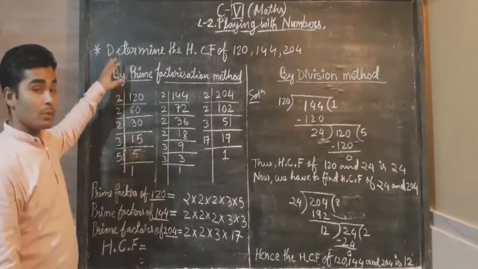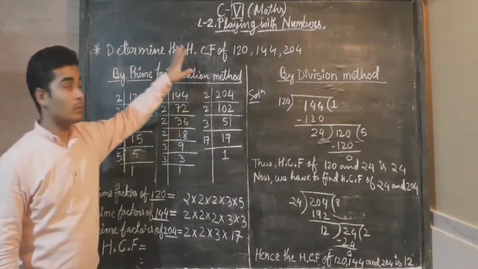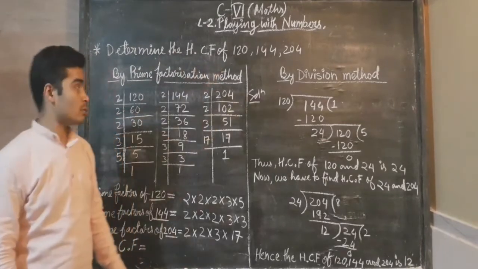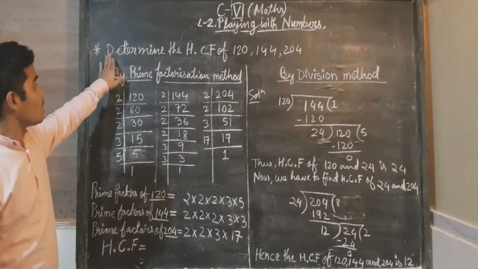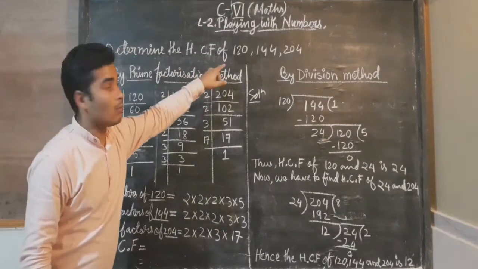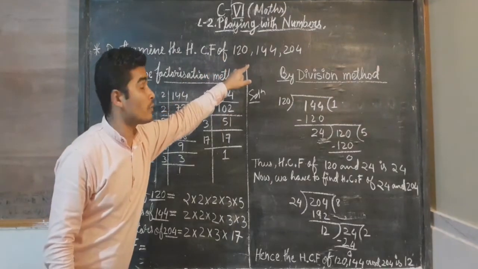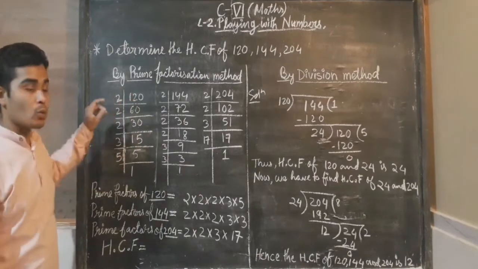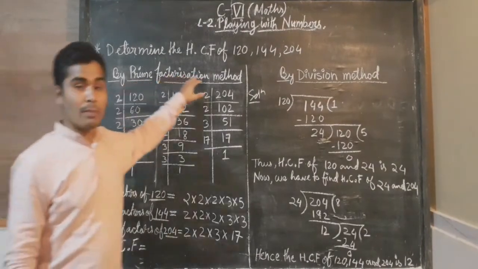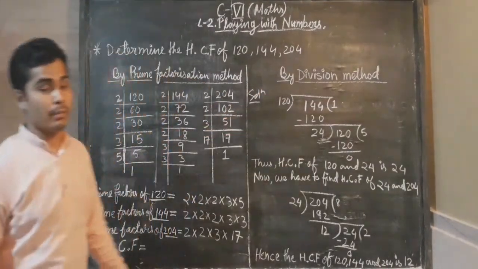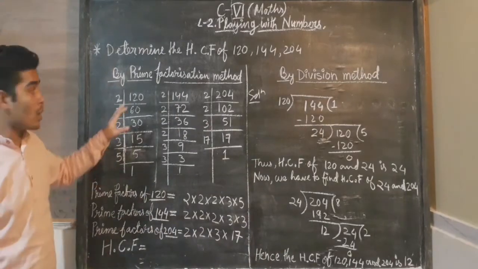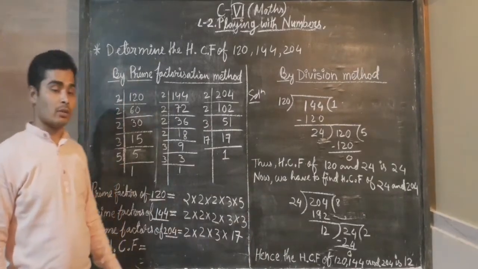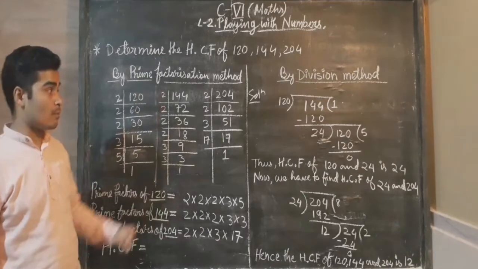Now I will teach you how to find the HCF of two or more given numbers. Read this question. Determine the HCF of 120, 144 and 204. For finding HCF there are two methods: prime factorization method and division method. I have already explained what prime factors are and how we find prime factors of a number.